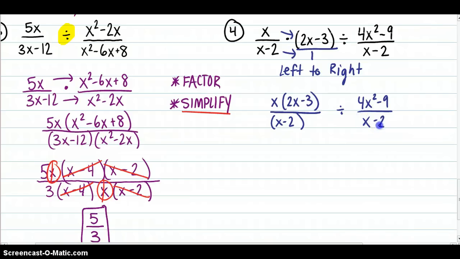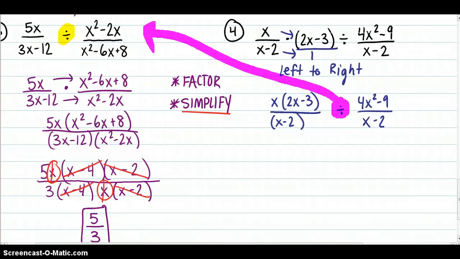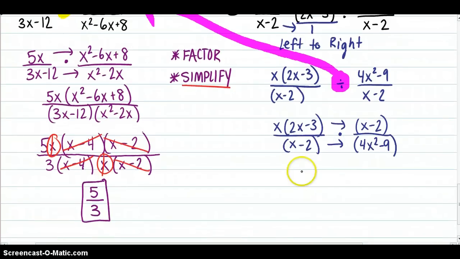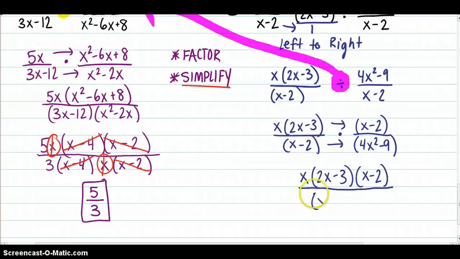Then remember again, I never like to divide right here. So instead, remember what we did over in this problem. We multiplied by the reciprocal. So instead of keeping that second fraction as is, I'm going to multiply by the reciprocal. Now that I've done that, I can combine them into one fraction. So I've got x times 2x minus 3 times x minus 2, all divided by x minus 2 times 4x squared minus 9.